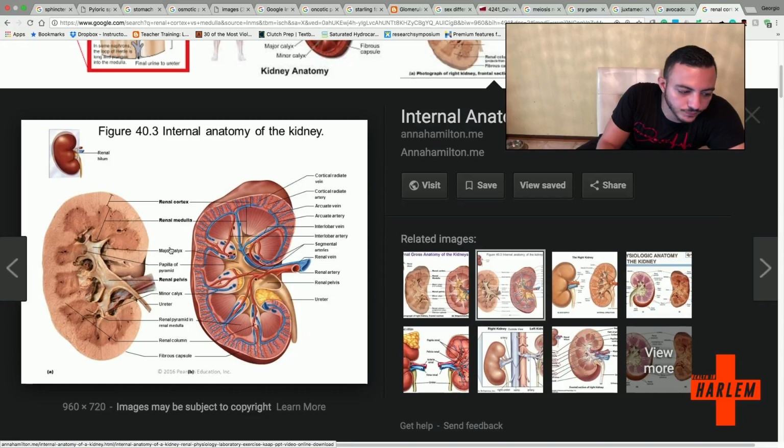So once again, the outermost layer, the part that gives it its skin-like brown color, is going to be the renal capsule. Just deep to that is going to be the renal cortex. Deep to that, where you have your renal pyramids that are shaped like pyramids, that's going to be the renal medulla. And then you have the place where urine collects, the renal pelvis, which is just like your own pelvic area.